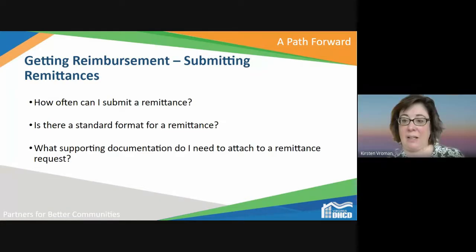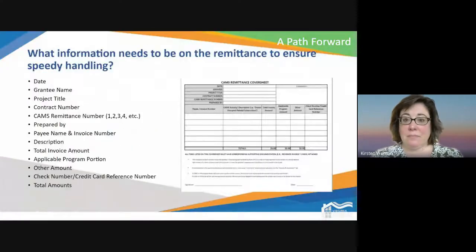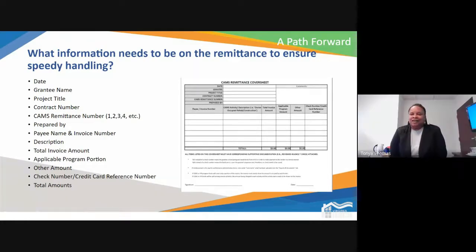Great. And Elizabeth is pointing out that Tanya has updated the cover memo, and it will be uploaded into the website as a handout to this session. Speaking of the updated CAMS cover sheet remittance, this is what it's going to look like. Nothing really has changed except that I changed the presentation from portrait to landscape.